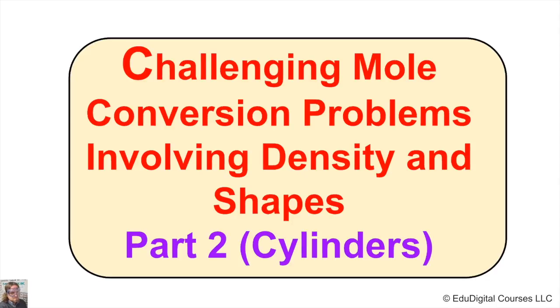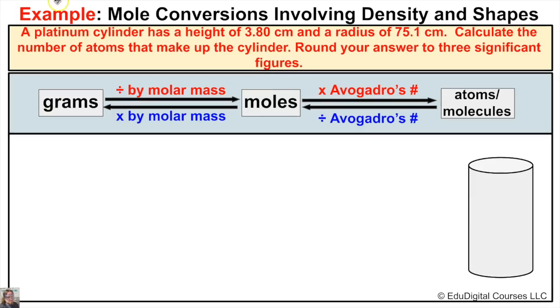So let's jump right in and take a look at an example. In this very first example, it says a platinum cylinder has a height of 3.80 centimeters and a radius of 75.1 centimeters. We need to calculate the number of atoms that make up the cylinder, and we need to round our answer to 3 significant figures. So if we read this word problem, it tells us that we have a cylinder, and this cylinder is made out of platinum, or Pt.